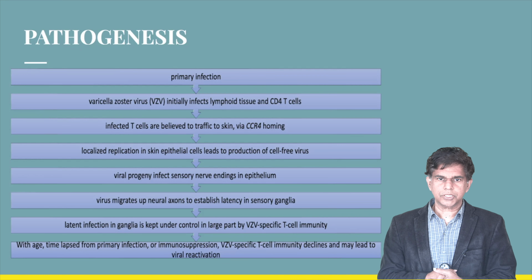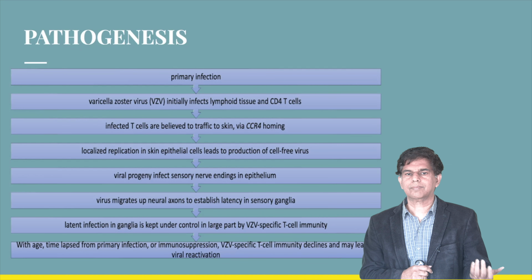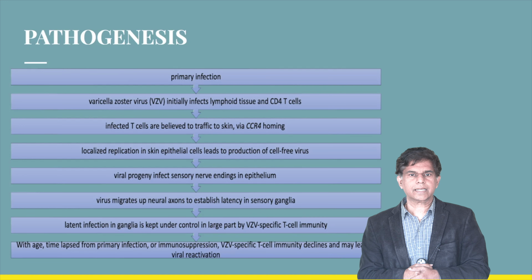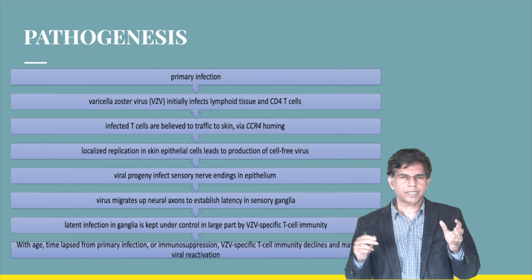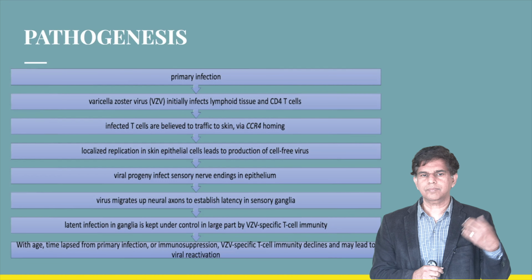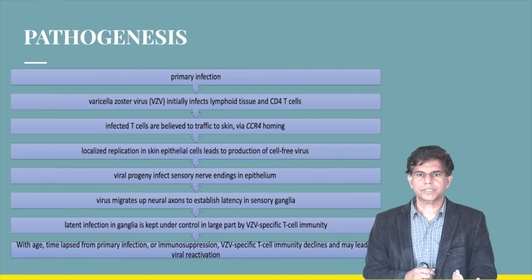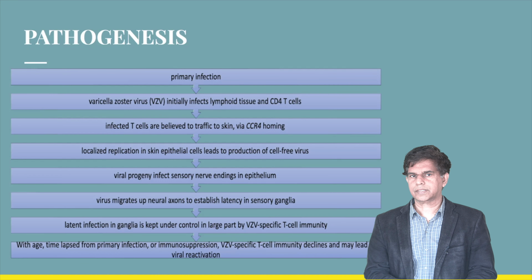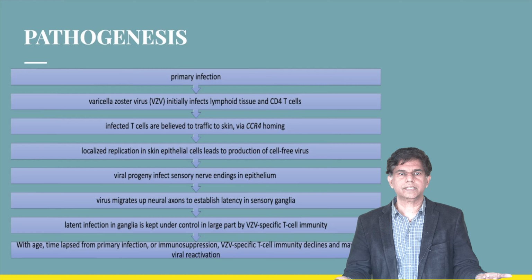The virus migrates along the neural axon to establish latency in the sensory ganglia, and the latent infection in the ganglia is kept under control in large part by VZV-specific T cell immunity. That's what keeps it dormant for a long time, okay. With age and declining immunity, viral reactivation occurs, which could be several years later.